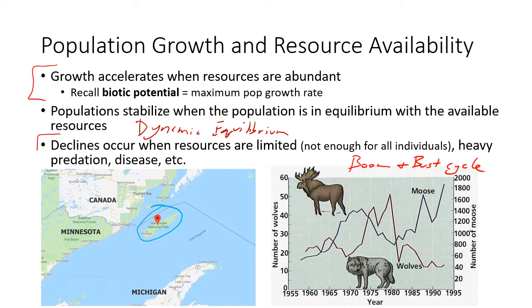Growth is going to accelerate when there's lots of resources. The wolf population is going to grow when there's lots of moose to eat. And then it's going to decline when there is less resources, when there's not as many moose to eat. Okay? And don't be surprised if you see Isle Royale reflected later on in the class or on the AP exam, because it is a very classic system. And this is real data. So this is a good use of real data.